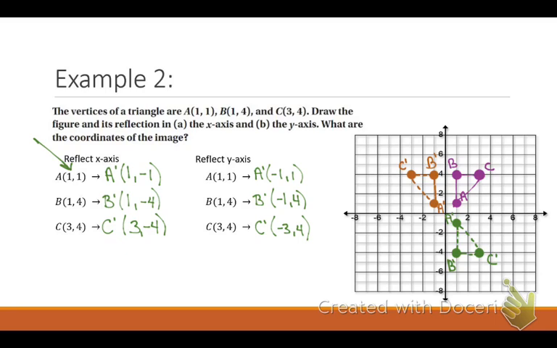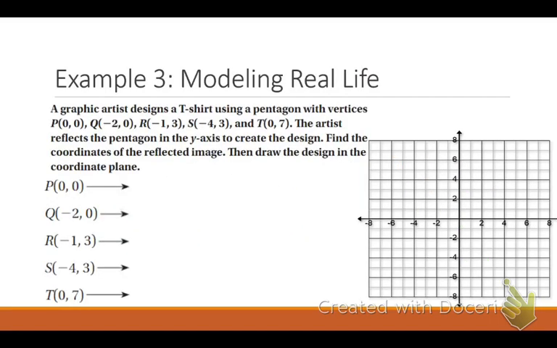All right, so let's do example 3. You know, they always try to tie it into some type of real life example. This one's a t-shirt, okay? How do I know this is a pentagon, if it didn't tell me? Because there are 5 points, and we know that a vertex stands for 1 point. So that does tell me that it's going to be a pentagon.